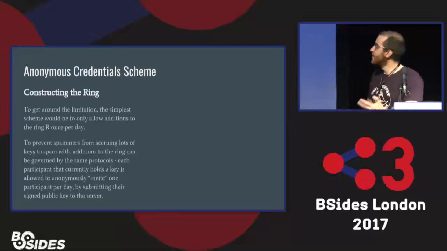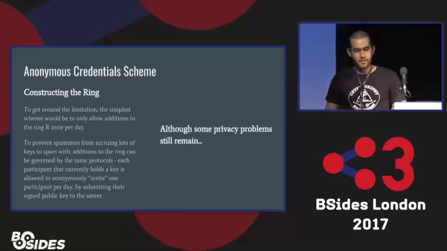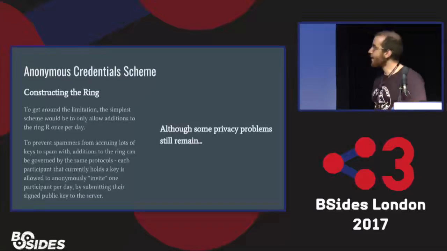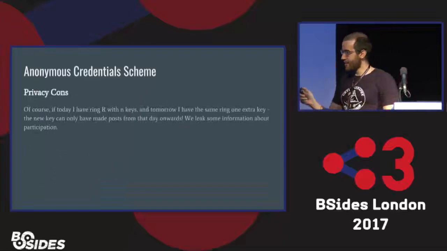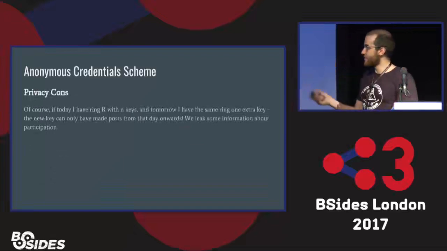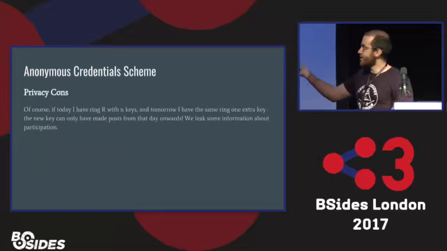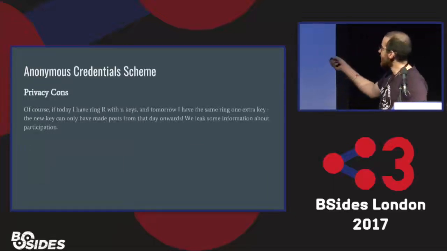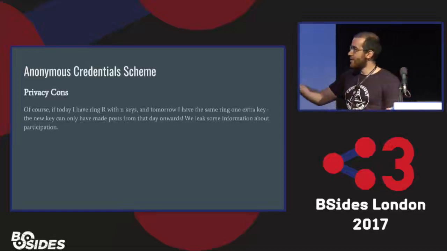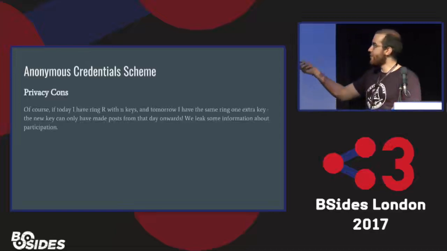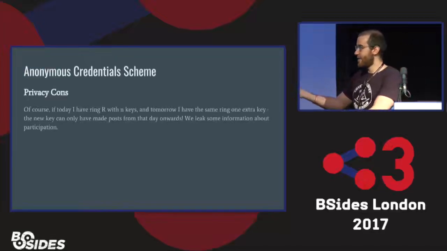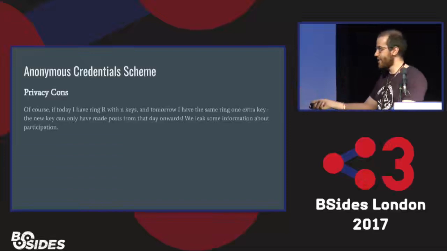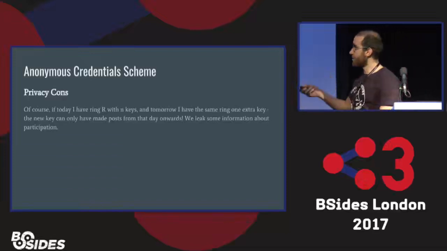But I don't like this, because there are some privacy problems that remain here. This is where we get into why anonymity is really hard; you have to really think about this stuff. If today I have ring R and it has N keys, like 100 keys, and tomorrow I have the same ring and one extra key, so 101 keys, the new user can only have made posts from that day onwards, right? There's no way that the key that was just added made a post yesterday, because that key wasn't in there yesterday. So we leaked some information about participation.